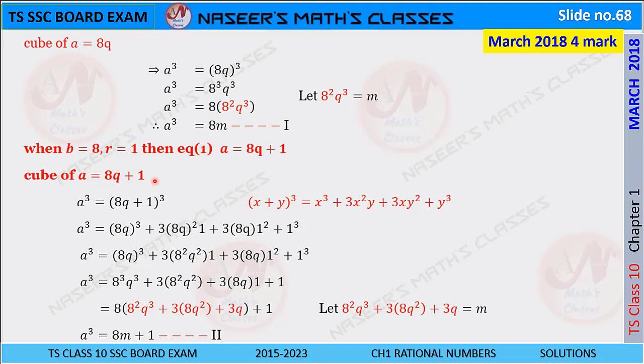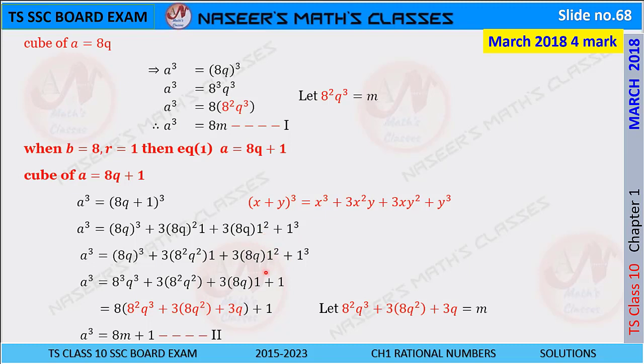Then we can write it as a cube is equal to (8q + 1) whole cube. It is in the form of (x + y) whole cube is equal to x cube + 3x square y + 3xy square + y cube. By using this formula, we can expand RHS as (8q) whole cube + 3 times (8q) whole square times 1 + 3 times 8q times 1 square + 1 cube.